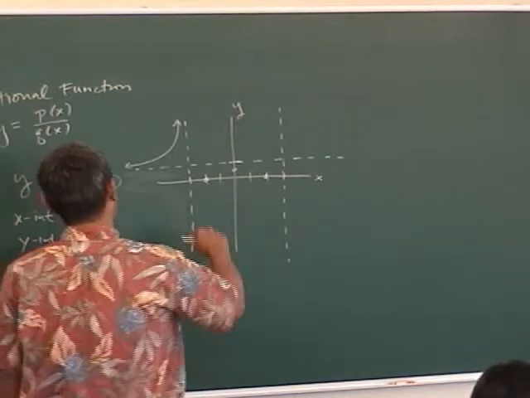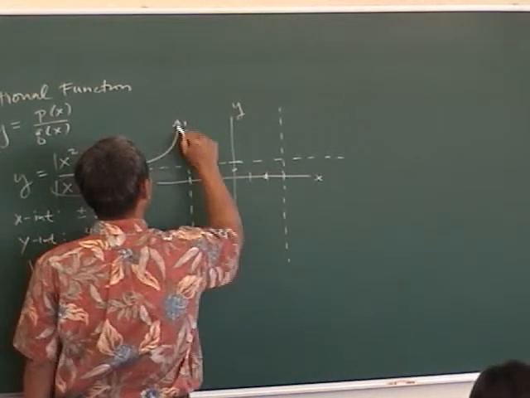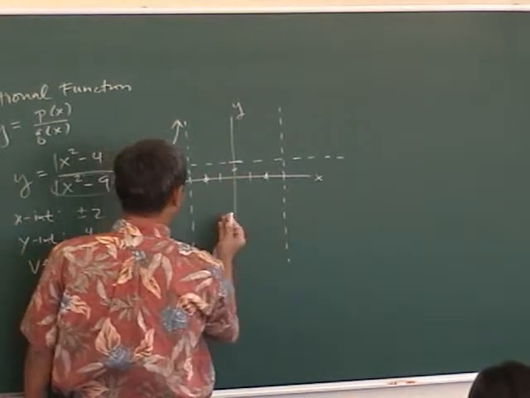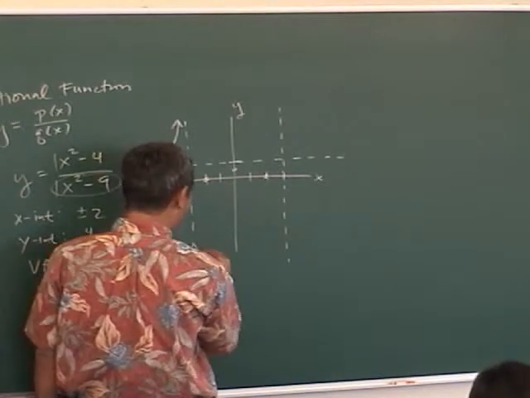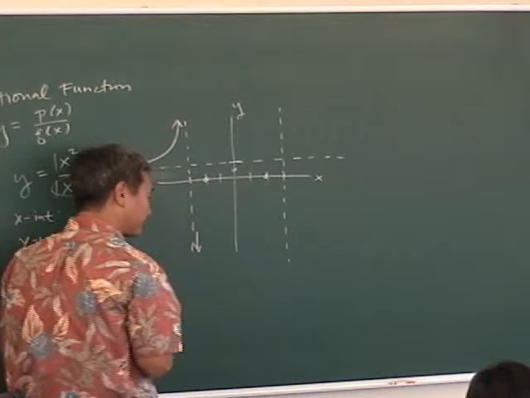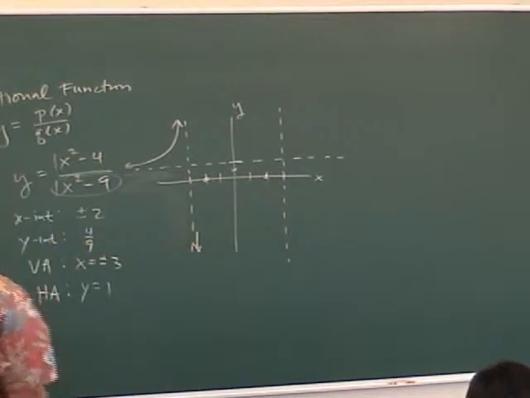Anyway, since the graph is exploding up on this side, what do you think on this side of the vertical asymptote? How do I know the graph is going to be exploding down on this side? Come on, you guys got to remember at least something from last year.